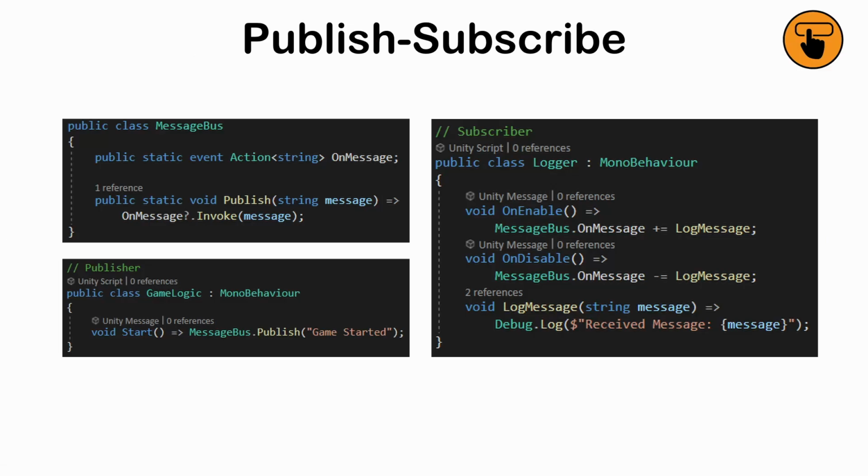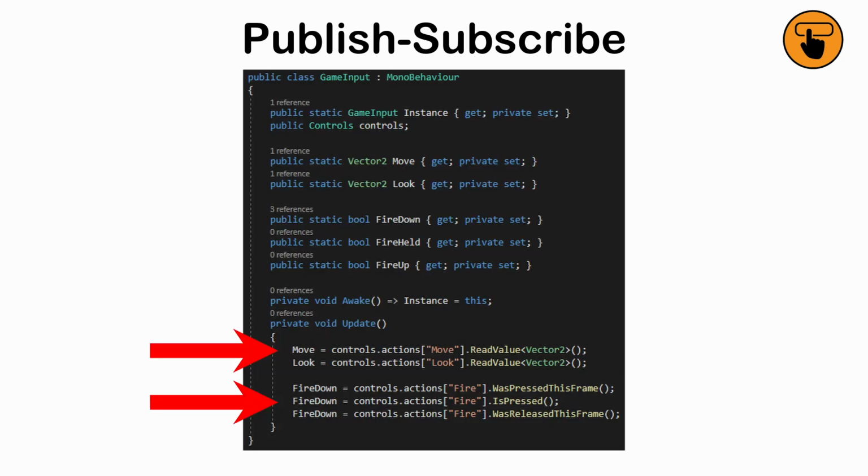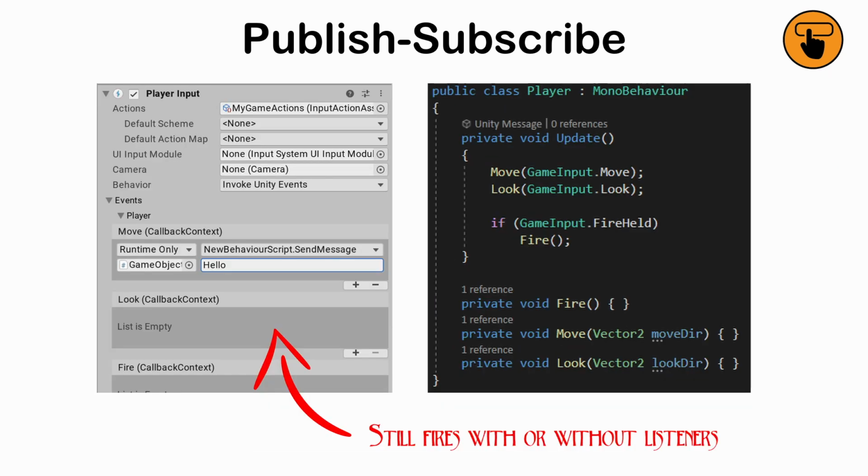The publish-subscribe pattern. A messaging pattern where publishers send messages without knowing who subscribes to them, and subscribers react without knowing their publisher. A logging system is one example of this pattern. The input system in Unity Engine is another example, where inputs are treated as actions that fire whenever a button is pressed, regardless of whether or not any scripts are listening for said input.